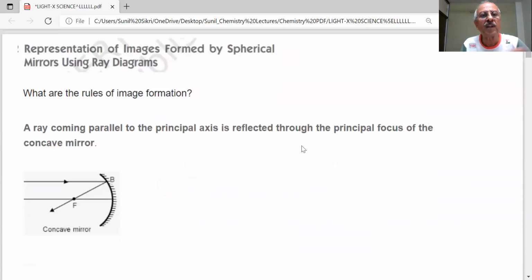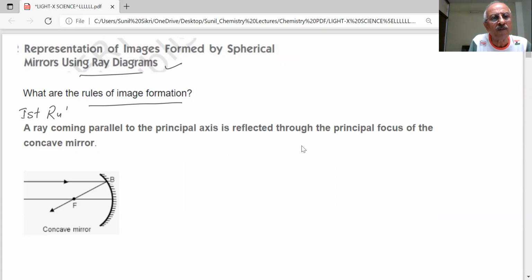So students, representation of images formed by a spherical mirror using ray diagrams. What are the rules of image formation? First rule, student, note it down, the first rule which I can use for drawing the ray diagram. A ray coming parallel to the principal axis is reflected through the principal focus of the concave mirror. Try to draw the ray diagram. Very important first rule. How will you draw it on your piece of paper?